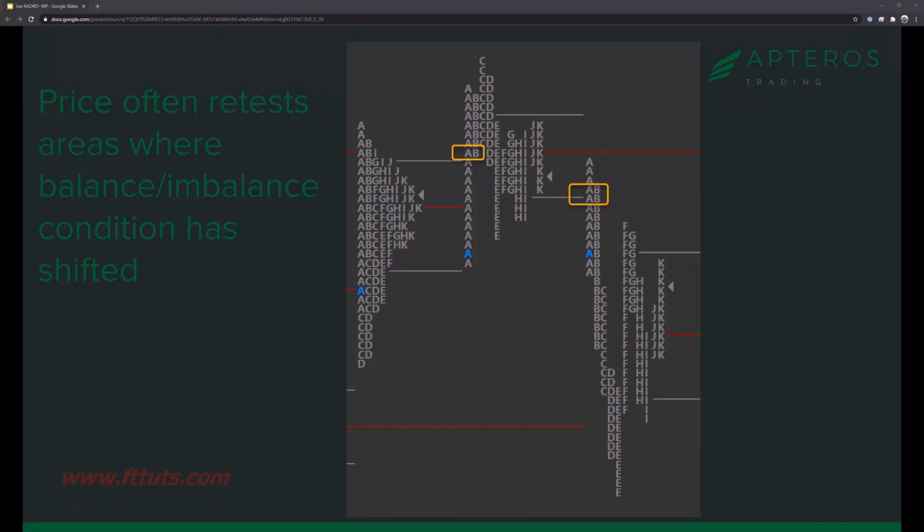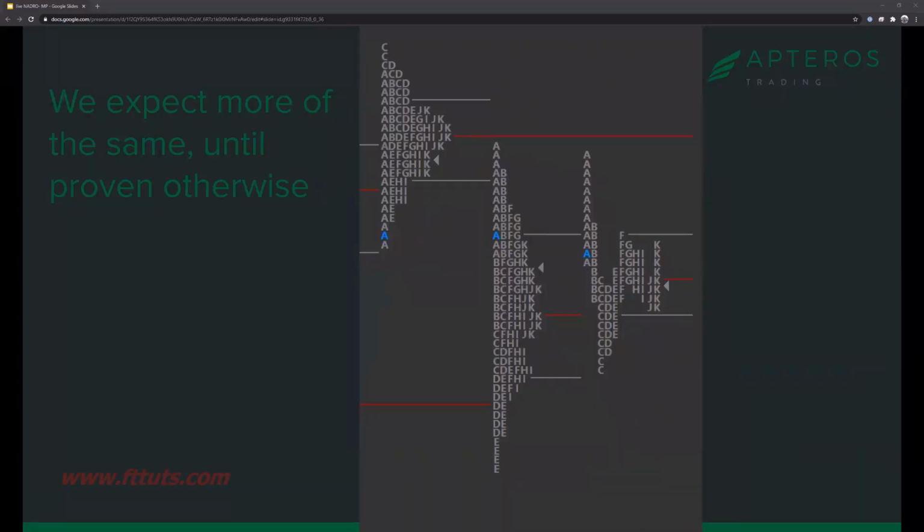Not picture perfect examples. These are real life examples of this stuff playing out. We expect more of the same until proven otherwise. Let's go back to yesterday. Once we hold and retest and we're traversing this area, we're rotational, we're balanced within this prior balance and value. We expect more of the same. Here, we're breaking down. We retest and confirm that. We expect more of the same.